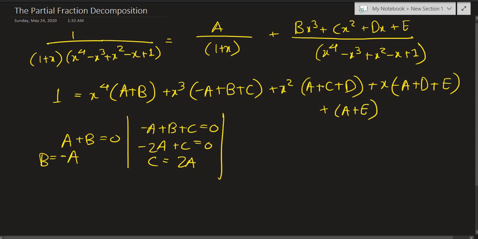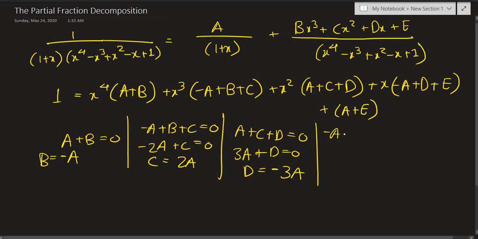Now we have this quadratic x squared term, and again a plus c plus d should equal 0 because there is no x squared term on the left hand side. But we know that c is equal to 2a, so a plus 2a is 3a plus d equals 0. So d is nothing but negative 3a. Again, coefficients of x should also be 0. So negative a plus d plus e should also equal 0. We know d is negative 3a, so negative 4a plus e equals 0. E is nothing but 4 times a.